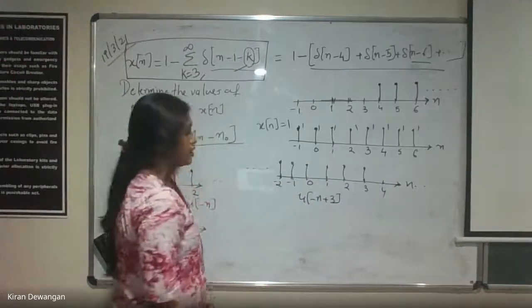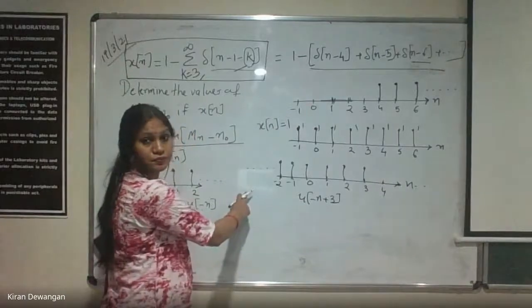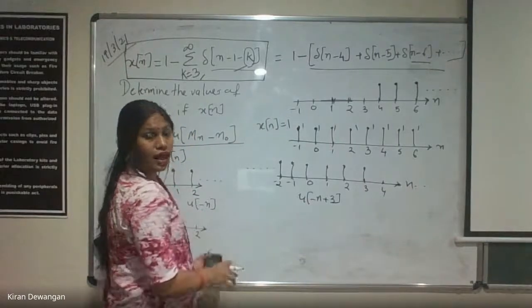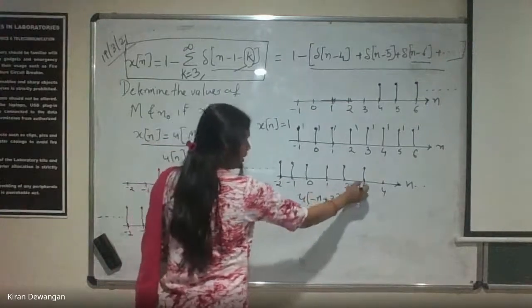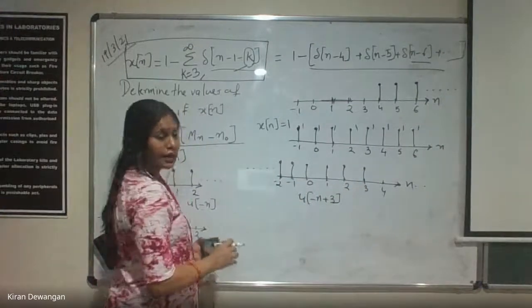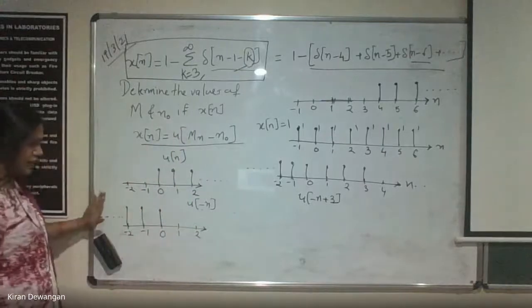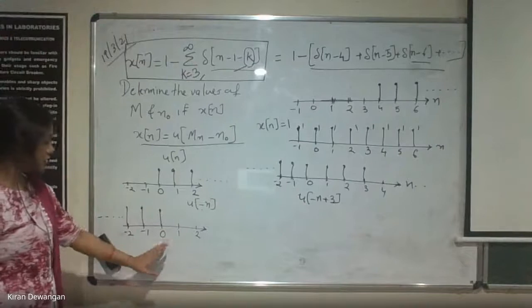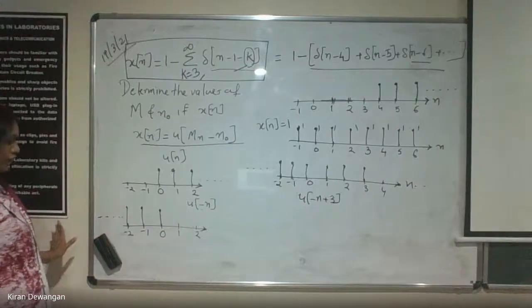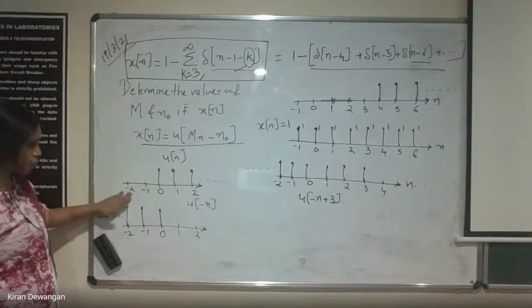Clear? Now is it clear or not, everyone? If you have any doubt, you can ask me now. This is starting from 3 and it is going in the negative n direction. As I have already explained here, u of minus n can be plotted in this way. It is starting from 0, it is going in the negative n direction. So it will be u of minus n.